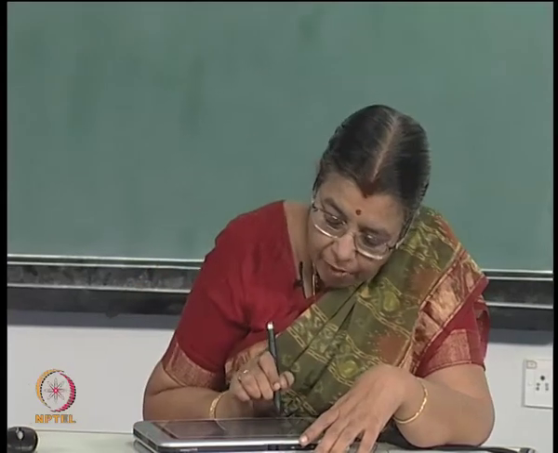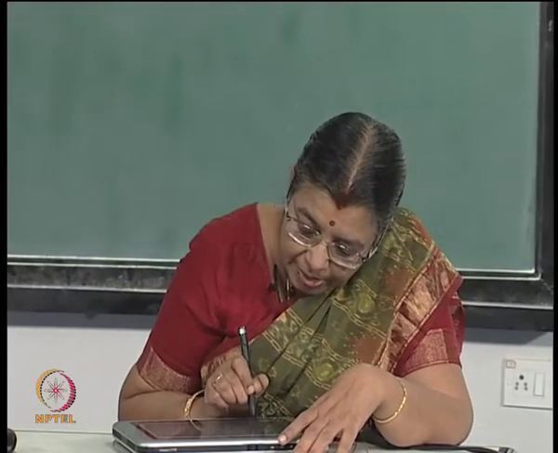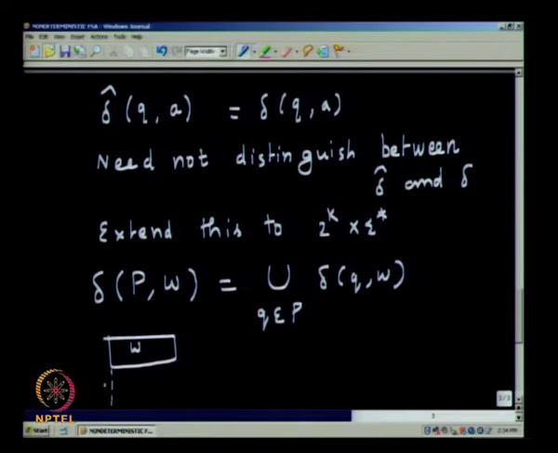In essence, if you have some w like this, initially you can start with say some q1, q2, qr. After reading w, what can be the set of states? From q1 find out the possibilities, from q2 find out the possibilities, from q3 find out the possibilities, and so on. The union is denoted like this.